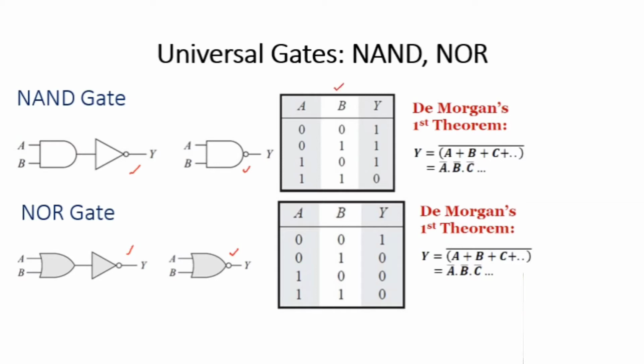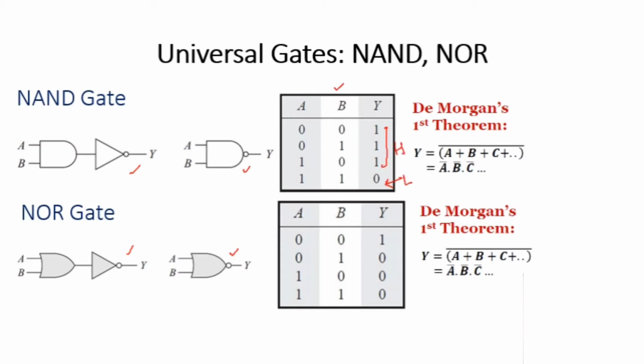So in the AND gate we were getting a high output when both the inputs were high. In the NAND gate, if both the inputs are high, I am getting a low output here, and for the rest of the three cases I am getting a high output.